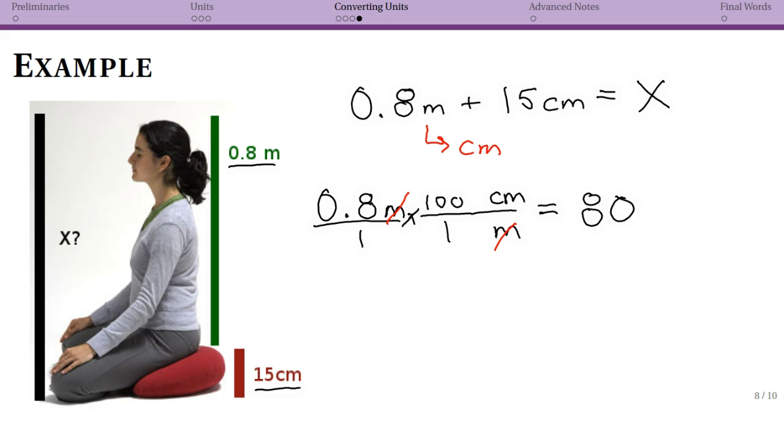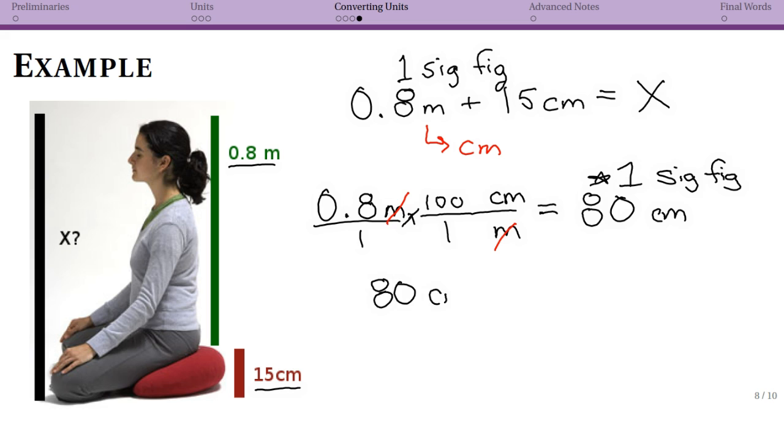One thing to be careful about here is that this was actually only one significant figure. If I've written it as 80 centimeters, that somewhat implies that there are two sig figs here, so you might want to remember that this is only really one sig fig. That could be one reason why it could almost be better in this situation to convert centimeters to meters. So now you have 80 centimeters plus 15 centimeters. That's easy to add together, and I get 95 centimeters.